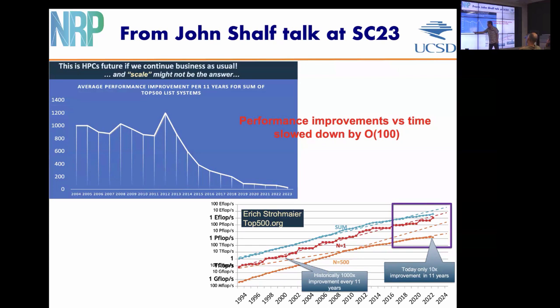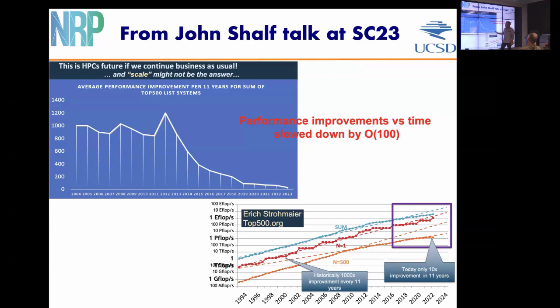And the x-axis is just time. Sometime around 2012, it was roughly flat. That means a stable exponential. Moore's law was fully intact. And then all broke loose. And since then, we've basically been decaying.